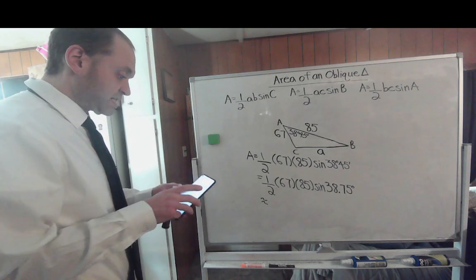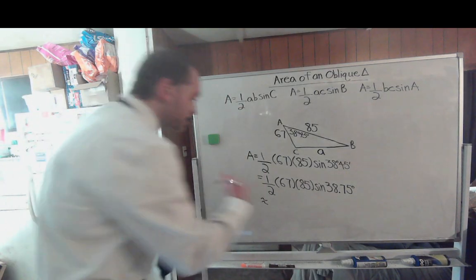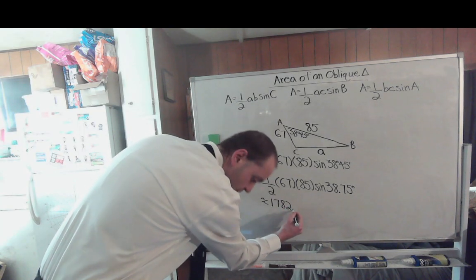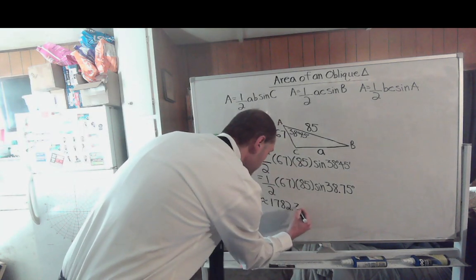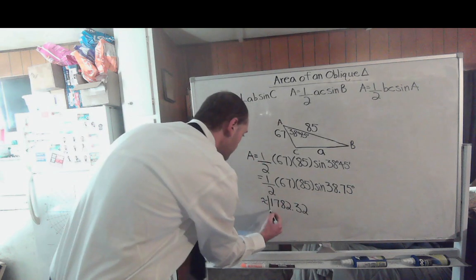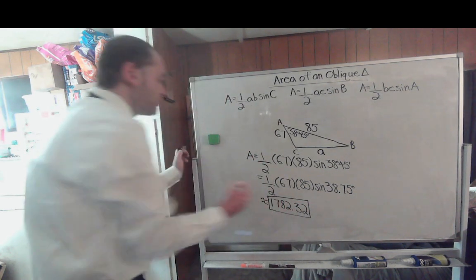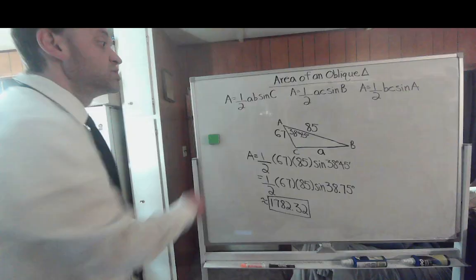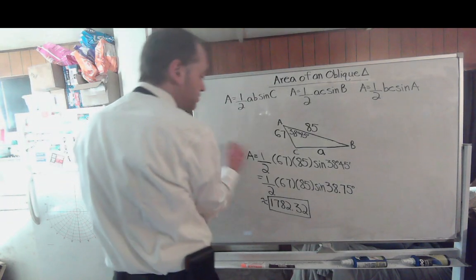So to 2 decimal places, the area is approximately 1,782.32 square units. So you should get an area of approximately 1,782.32 square units for this triangle.